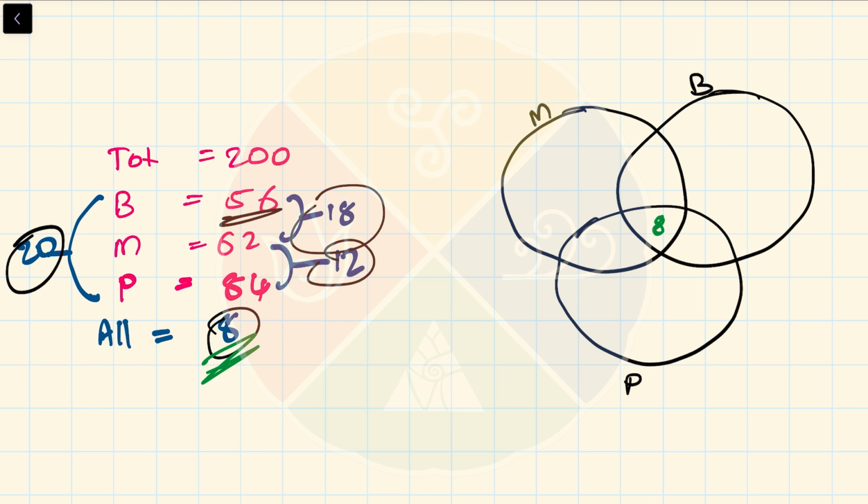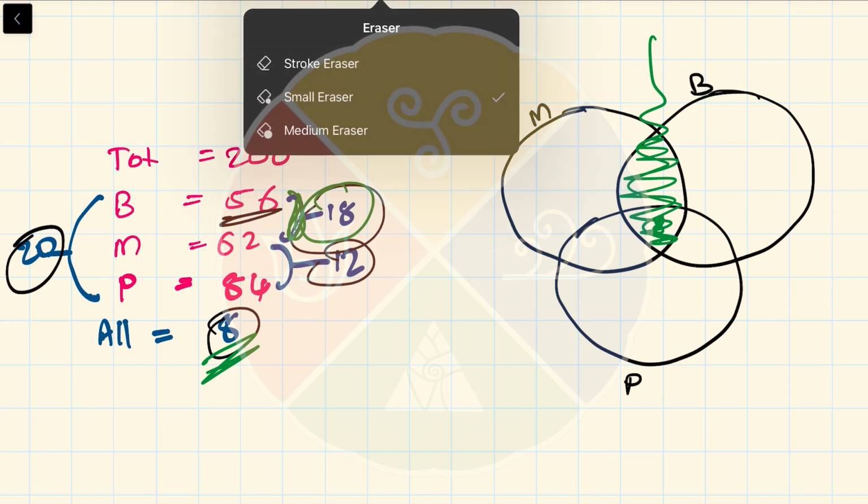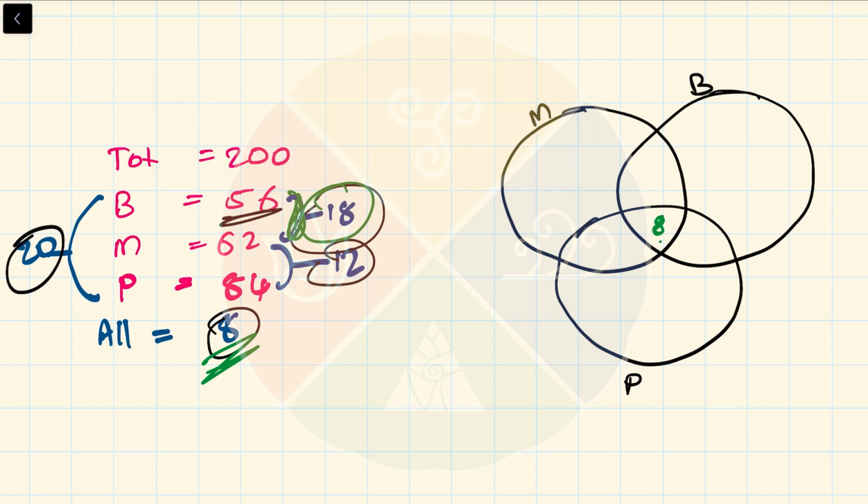Now I have to fill the remaining gaps. So maths and biology, 18 people should be there. 8 people are already inside that region. See, 18 people should come in this gap, maths and biology. But the interesting thing is that eight people are already there. We only have to place 10 more people. Now if you look at this gap, maths intersection biology, you will find that 18 people are already there.